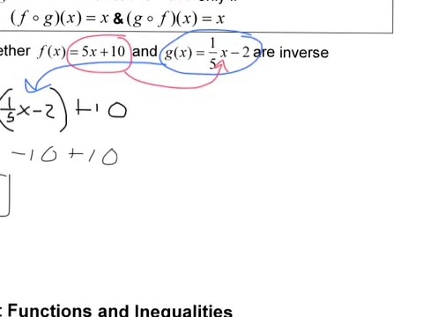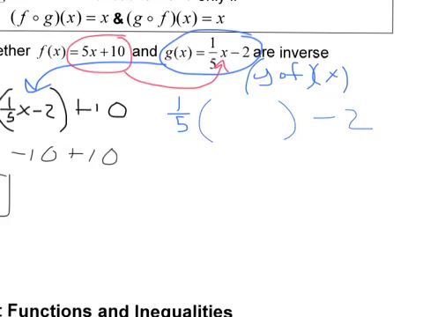So I have 1/5. Actually, remember this would be g of f of x, which means I'm going to take function f and plug it into g. So 1/5, and instead of an x, I'm just going to leave parentheses, minus 2. And I'm going to take this guy and plug it in. So I'm going to put in a 5x plus 10.